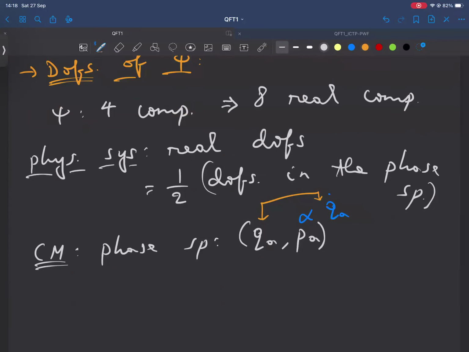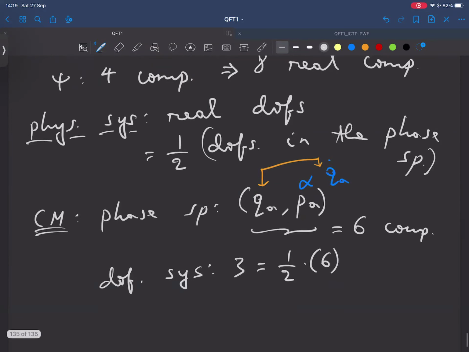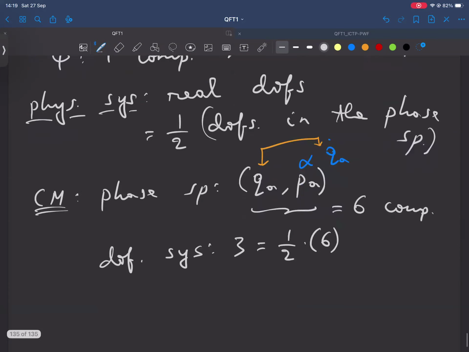So what are the degrees of freedom here? Let's say you're looking in 3 dimensions, then q has 3 components, p has 3 components. So in 3D, it has 6 real components in total. But you know that the actual degrees of freedom of the system were just the 3 independent directions. So that's 3, which is half the number of degrees of freedom in the phase space. Okay, that's how the counting goes.